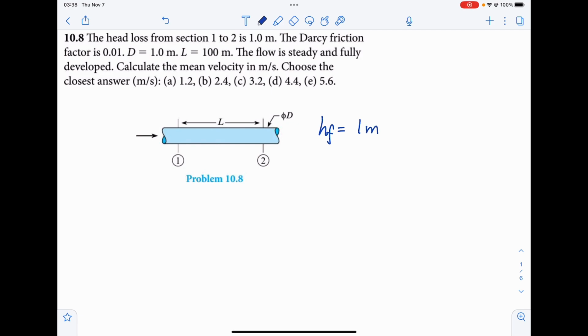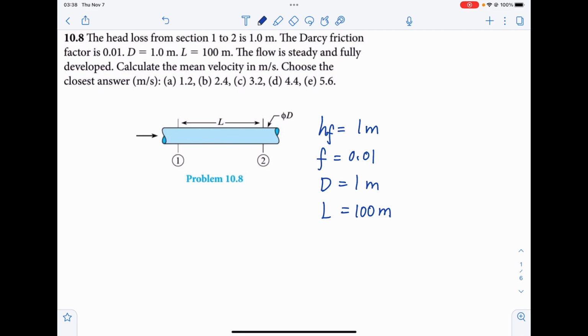The Darcy friction factor is 0.01, so f equals 0.01. D is 1 meter. The length L is 100 meters. The problem says the flow is steady and fully developed. Calculate the mean velocity in meters per second.